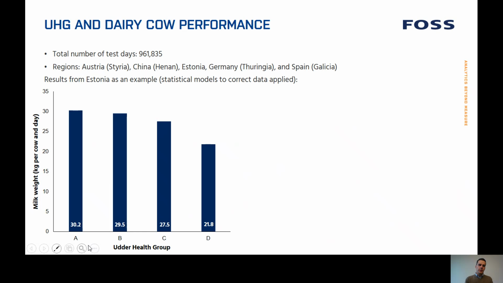What we found was that cows in group A were most productive, had the highest daily milk yield. Cows in group B were slightly less productive, 2.4% less milk there. And cows in group C and D were clearly less productive.